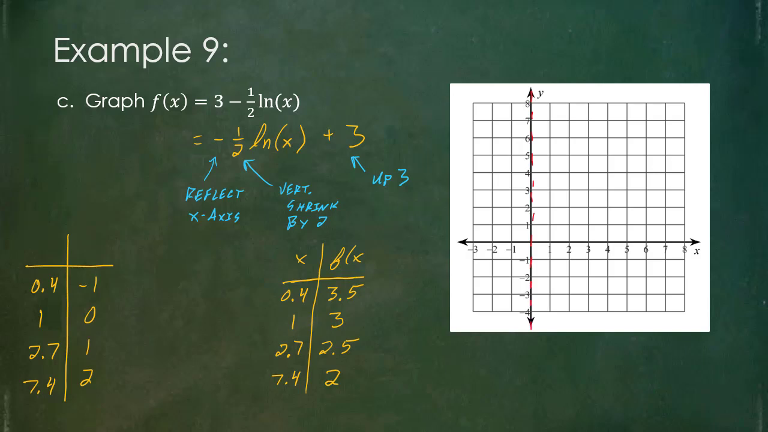But I should now be able to plot these points. So 0.4 is now up at 3.5, so that would be right about here. 1 is now at 3. 2.7 is now at 2.5. And then 7.4, all the way over, almost as far to the right as possible, is now at 2. So notice what's happening now is because of the reflection, it's now kind of an upside down logarithmic shape that then was shifted up.